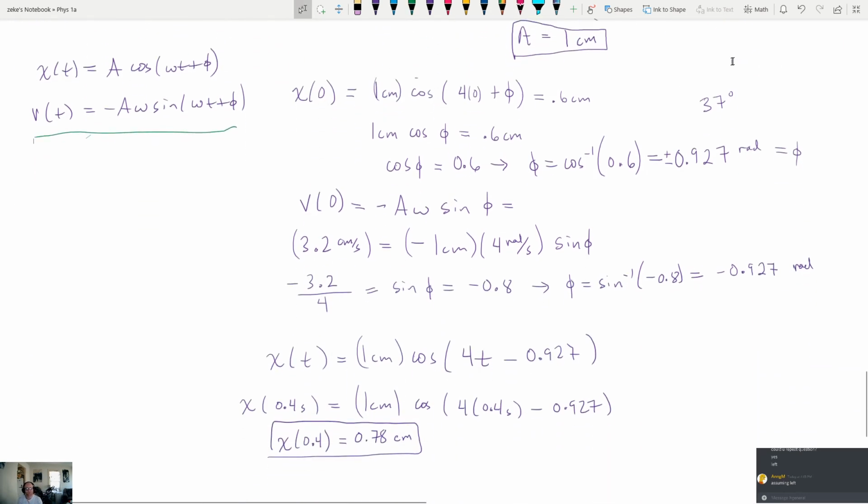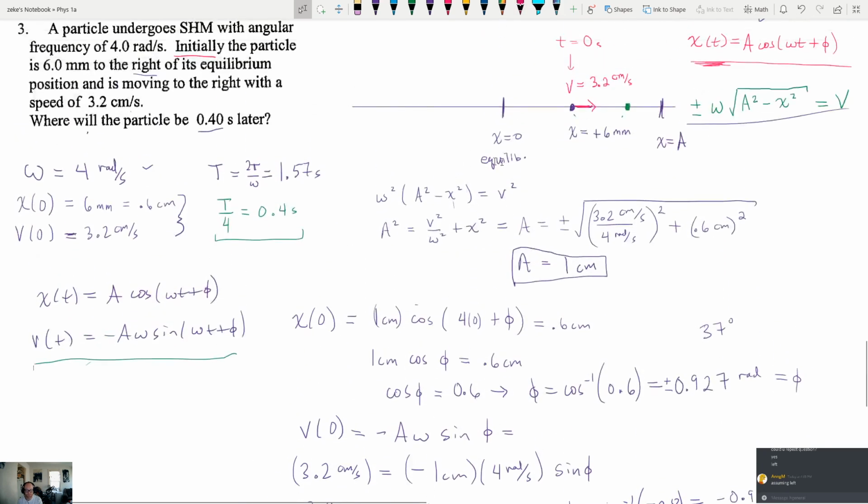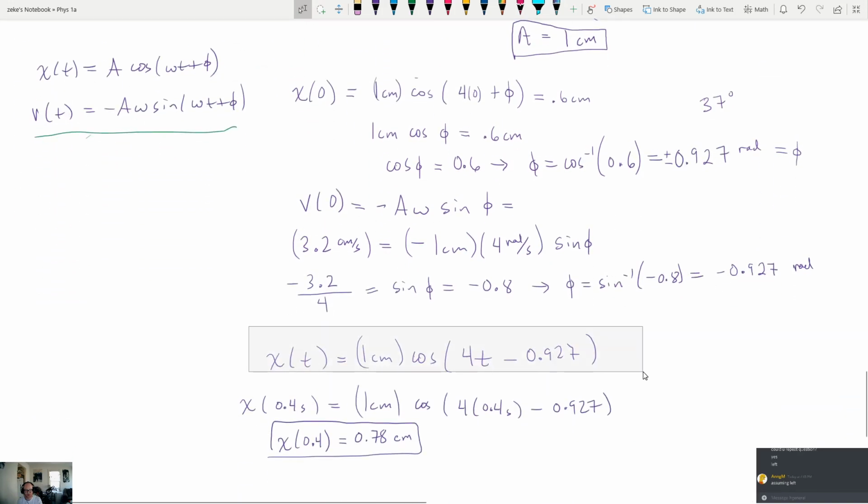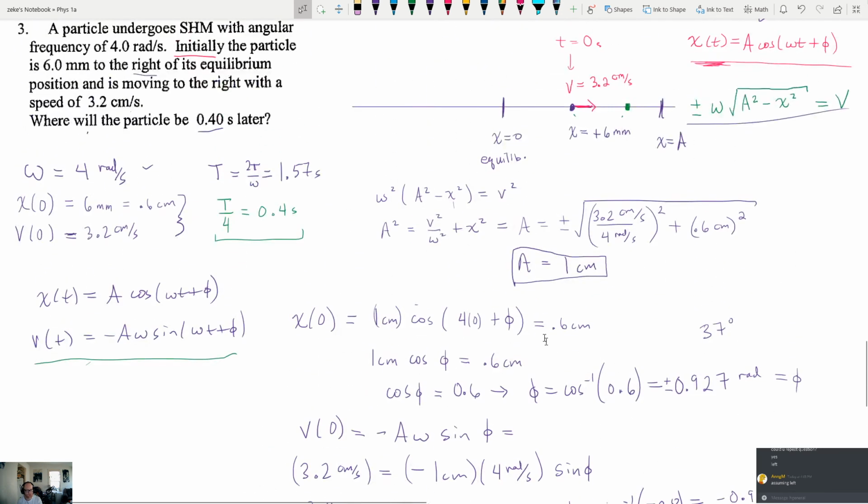Okay, one other question before we take a break. What would have changed in our problem if, instead of it saying that it was moving to the right with this speed initially, it was moving to the left initially? What would have changed in our final equation here? If we changed only one thing, so that instead of this velocity vector starting off to the right, it was starting off to the left.